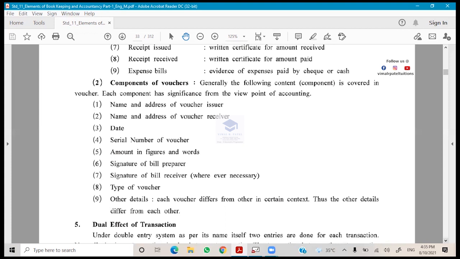Then you have to identify the type of account. That is the main thing that we are going to study today. Different types of account.